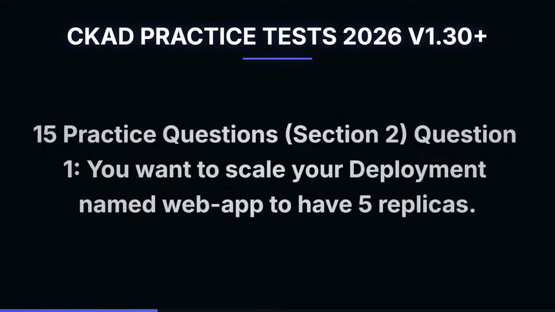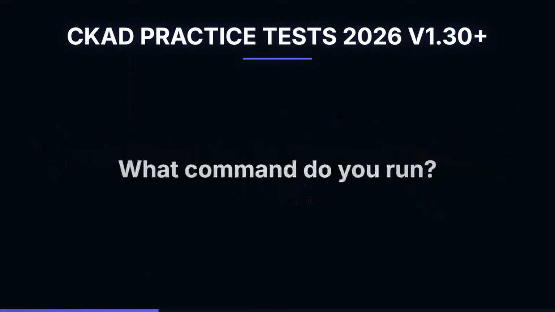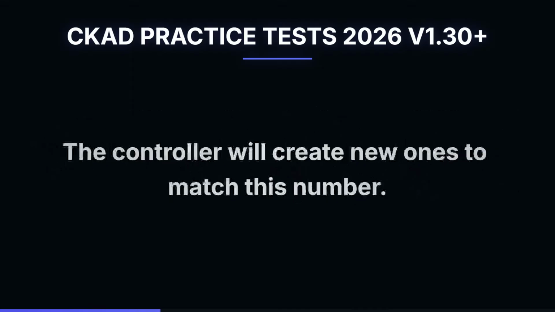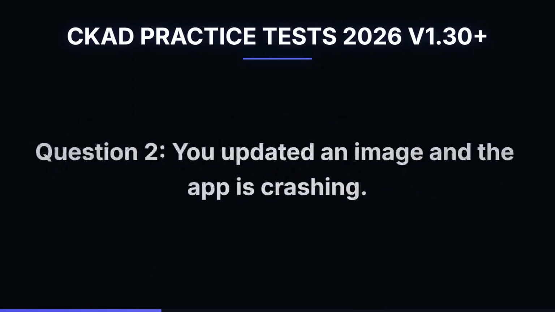15 practice questions. Section 2, Question 1. You want to scale your deployment named web app to have 5 replicas. What command do you run? Answer: kubectl scale deployment web app --replicas=5. Explanation: This command updates the deployment spec to request 5 running pods. The controller will create new ones to match this number.